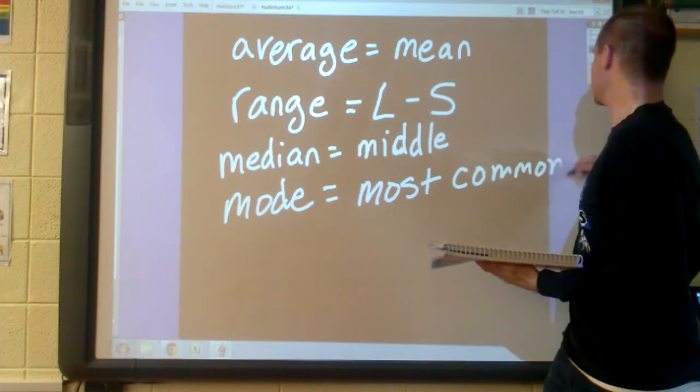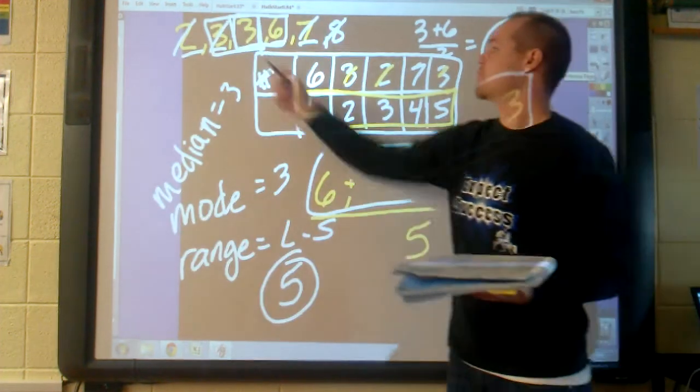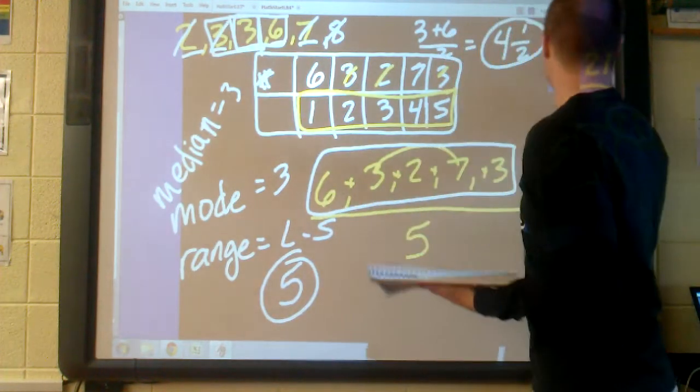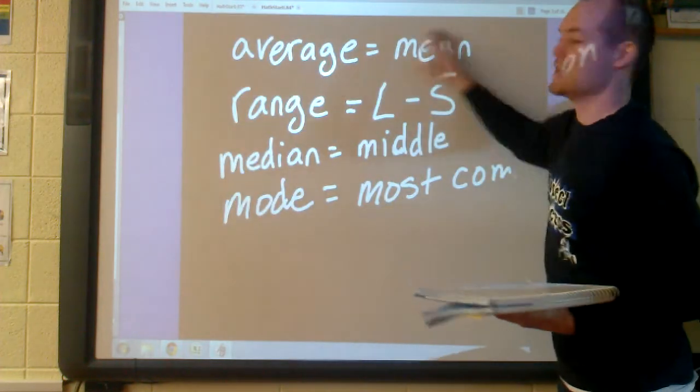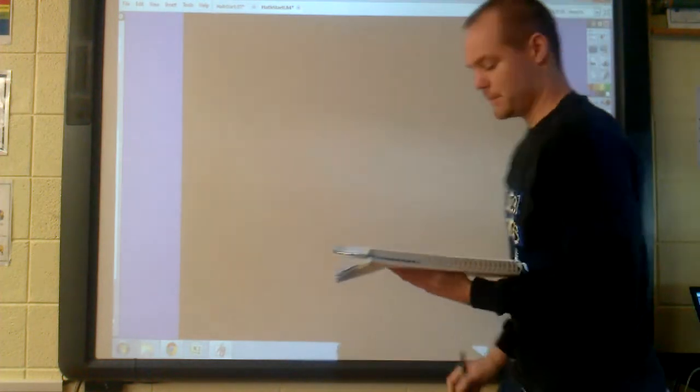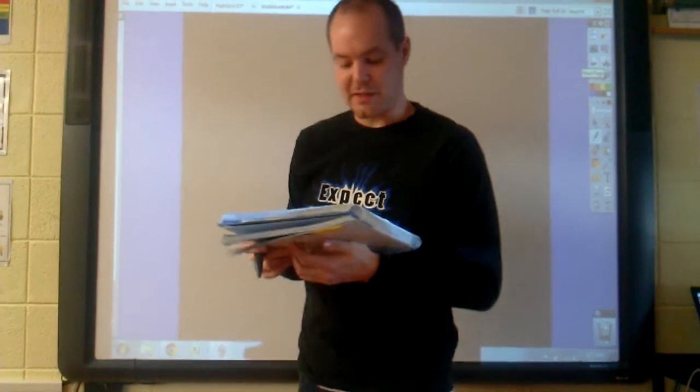Okay, again, on that set of data that we had before, 3 was used most common. 3 was our mode, or most commonly used number. This should all be written on the back of your sheets. Okay, now we're going to actually look at an example.